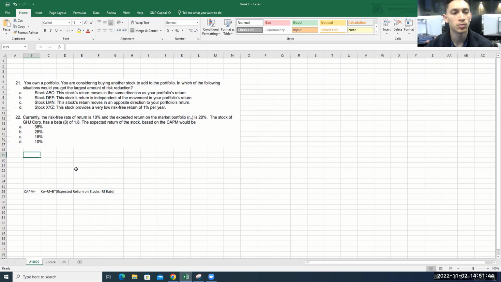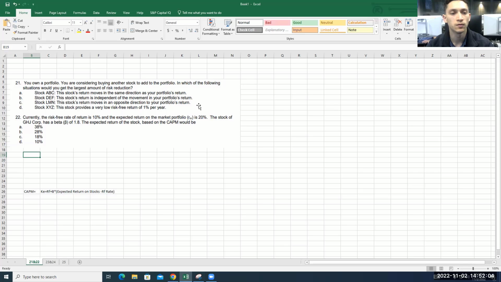Number 21, you own a portfolio. You are considering buying another stock to add to the portfolio. In which of the following situations would you get the largest amount of risk reduction? We have A, the stock's return moves in the same direction as your portfolio's return. B, the stock's return is independent of the movement of your portfolio's return.